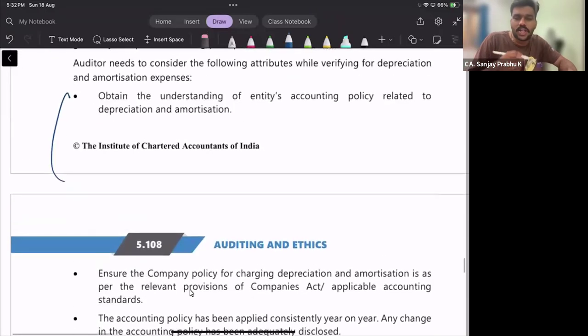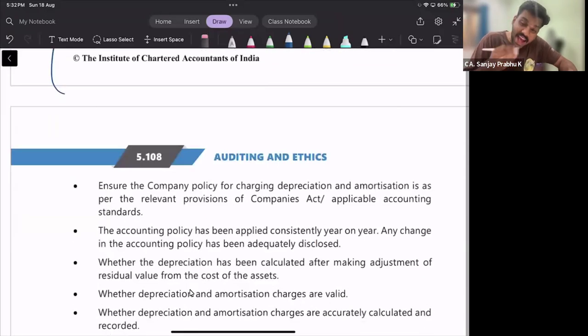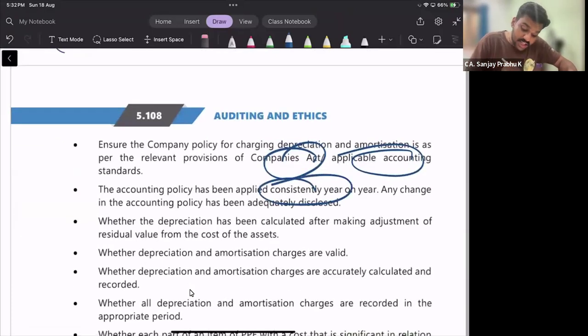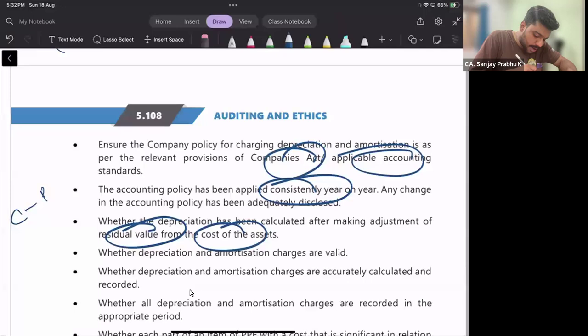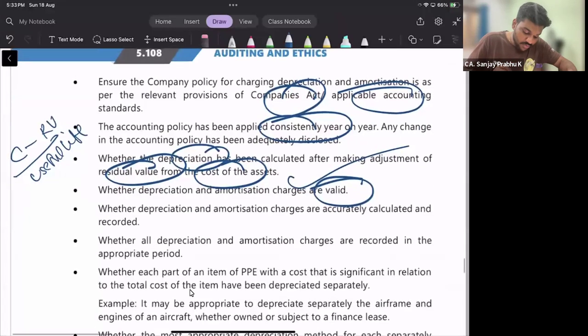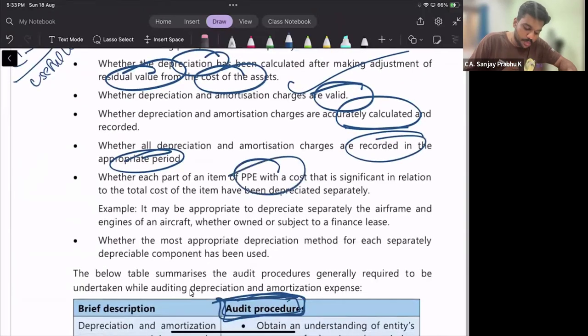Auditor should understand the accounting policy relating to depreciation. Auditor should see whether such accounting policies are as per the company's or accounting standard, whether that accounting policy is consistently followed, whether depreciation is calculated after making adjustments for residual value, that is cost minus residual value divided by useful life, right? This is your depreciation. Whether depreciation is calculated the same way, whether depreciation and amortization charges are valid, whether depreciation is accurately calculated, whether it is properly recorded in the proper period, whether the changes in the PPE have been properly shown, whether the most appropriate depreciation method is used.